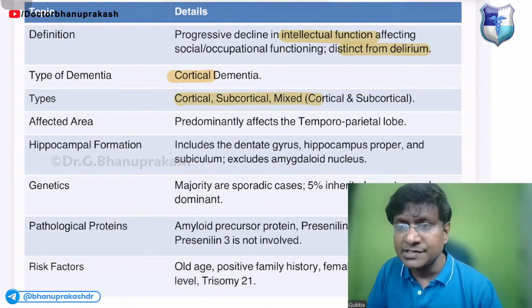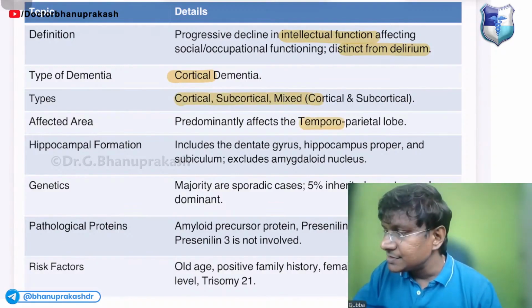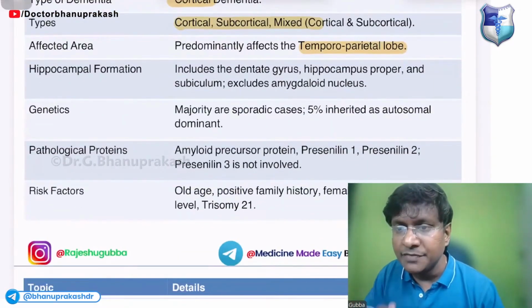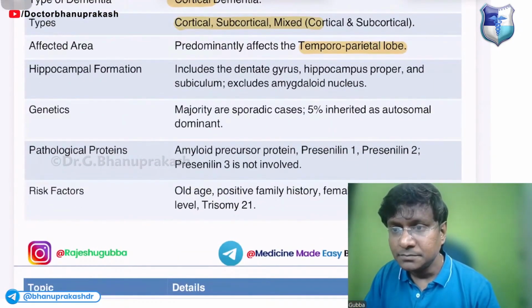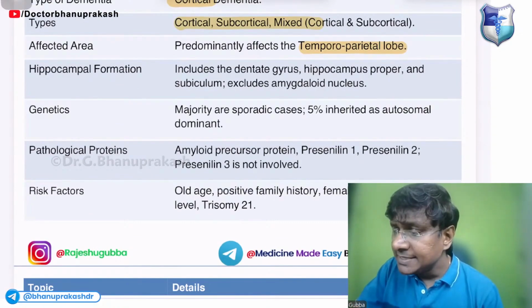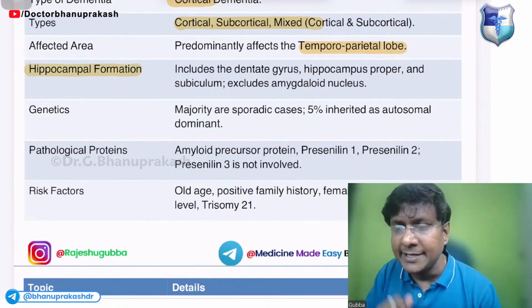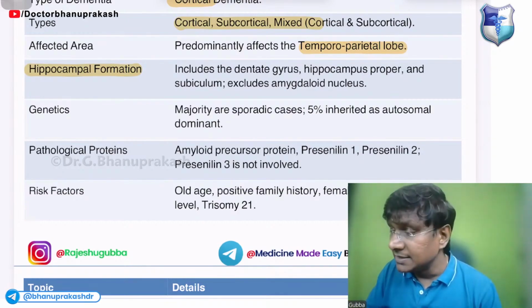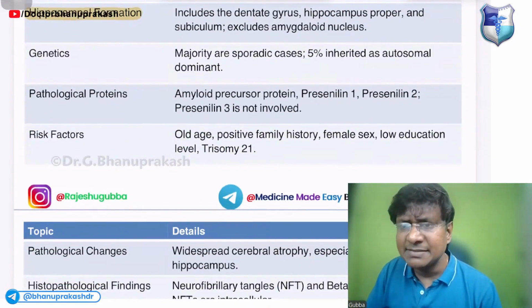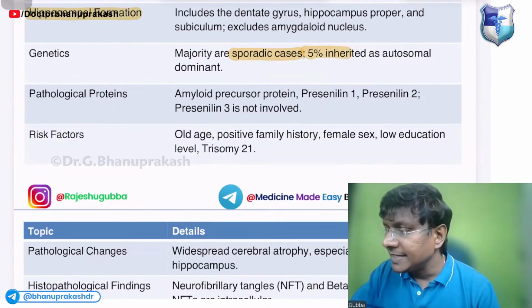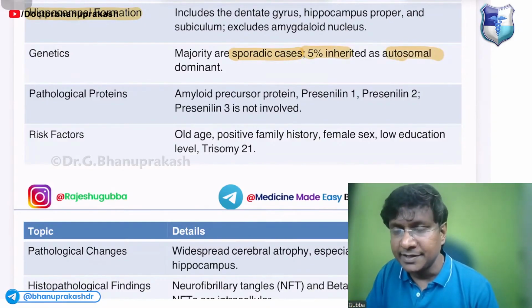Which part of the cortex is affected in Alzheimer's? It is the temporoparietal lobe which is commonly affected. Within the temporoparietal lobe, it is the hippocampal formation that gets affected very badly in these patients. Okay. And if you take the etiology, the majority is sporadic, spontaneous, but 5% is autosomal dominant type of inheritance.